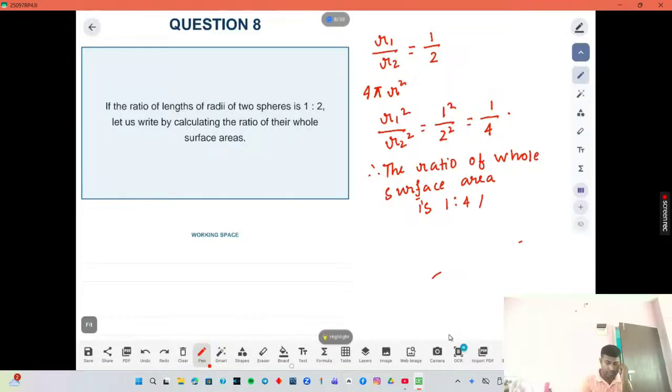Is it clear to you? We know the formula of the whole surface area of a sphere. It is 4 pi r square. So we just have to find the ratio of the squares of the radii. The ratio r1 square by r2 square is equal to 1 square by 2 square, which is equal to 1 is to 4. Therefore, the ratio of the whole surface areas is 1 is to 4. Is it okay?